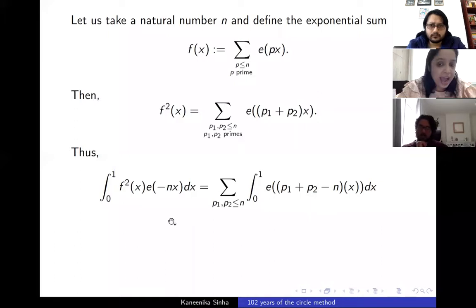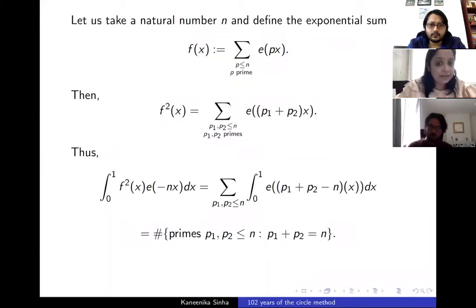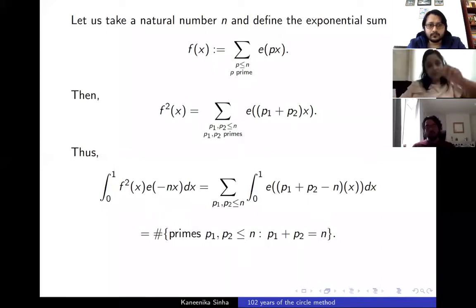So this integral of f square of x times e of minus nx dx is actually measuring for you the number of primes p1 and p2 up till n, such that p1 plus p2 is exactly equal to n. So here is this counting expression on the right hand side, which you are able to write as an analytic expression, which involves evaluating the integral of certain appropriate exponential functions.